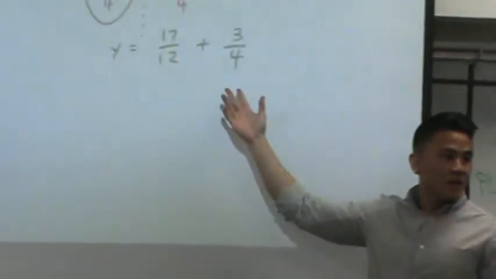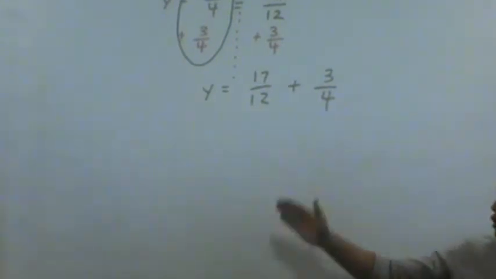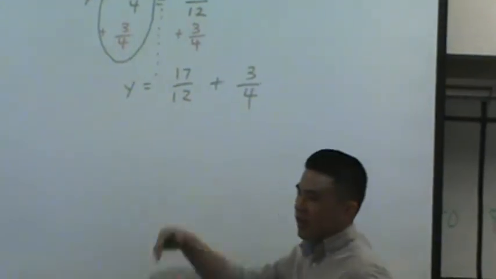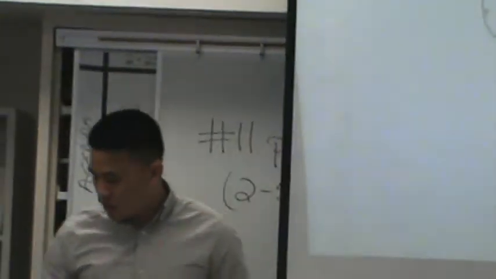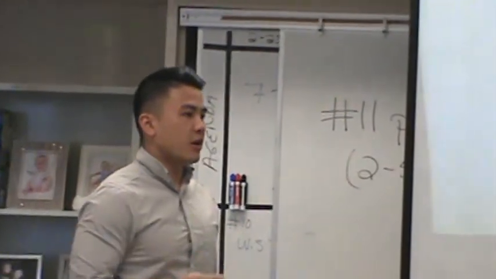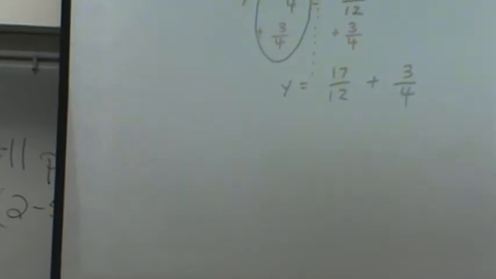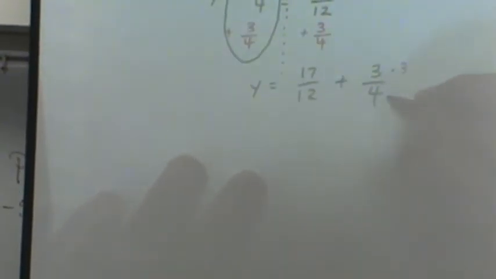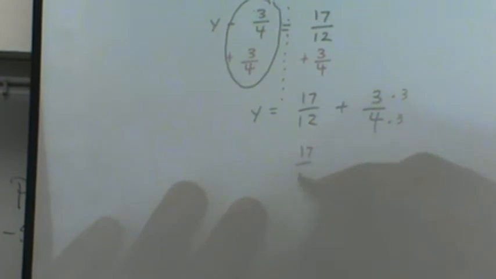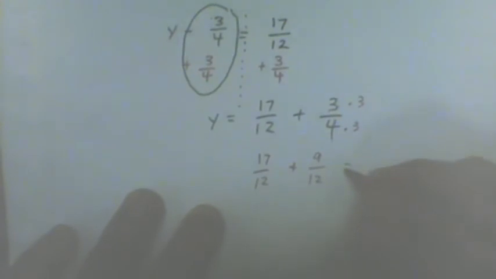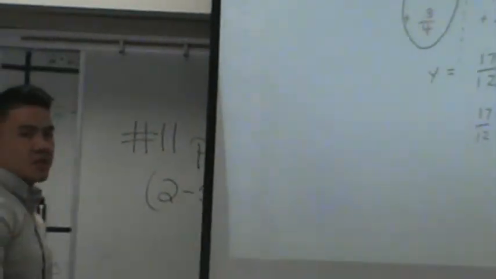But what's lucky is Miss Hemingway, who wrote the quiz, chose really easy numbers, right? You see how 4 and 12 are related? How are they? What can we do to this 4 to make it the common denominator that is 12? Jill. Very good. We're finally left with 17/12 plus, what's 3 times 3? 9/12. You can finally add. So what's 17 plus 9? Okay. 26. 26 over 12, right?